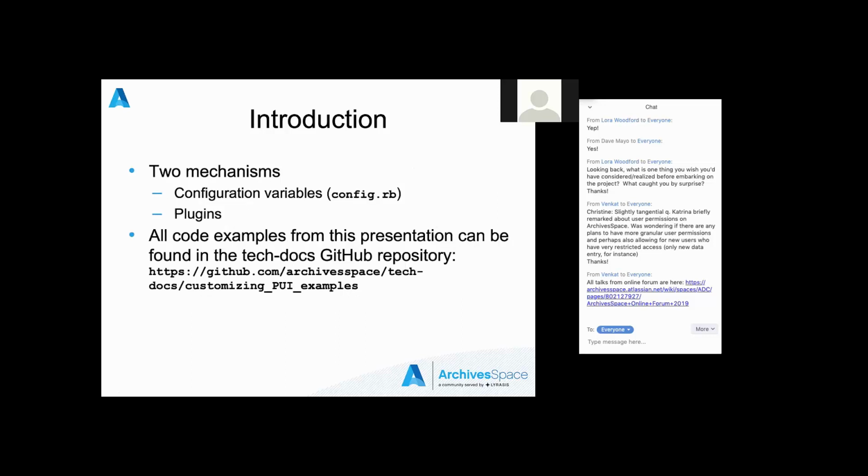So I'm going to talk about two mechanisms you can use to configure the public user interface. One of them is configuration variables, and those are done inside the config.rb file, which I will explain in a little bit, and the plugin mechanism. All of the code examples from this presentation can be found in the TechDocs GitHub repository, and the link is here. It also includes this PowerPoint presentation as well.